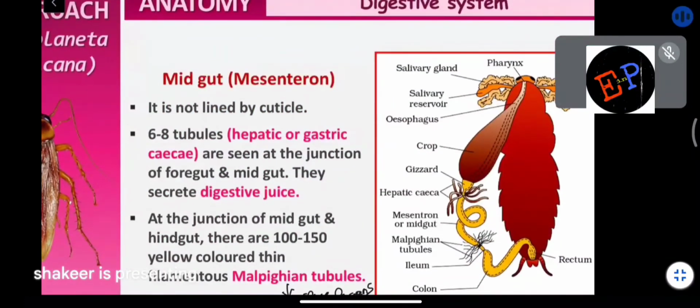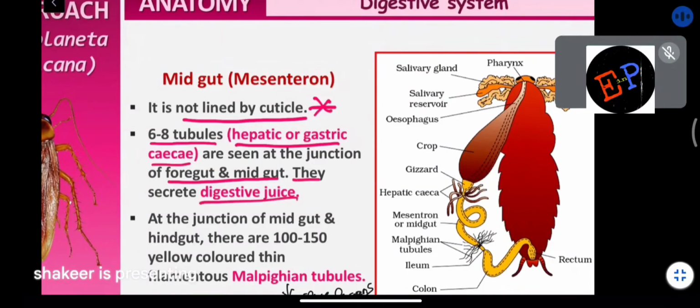Now we are studying the midgut. Where does the midgut start? Midgut starts from the ending of the gizzard up to the Malpighian tubules. Already we discussed, it is not lined by cuticle. The cuticle is present only in the foregut, and you don't find cuticle in the midgut. 6 to 8 tubules, hepatic or gastric caecae, are seen at the junction of foregut and midgut. They secrete the digestive juices.